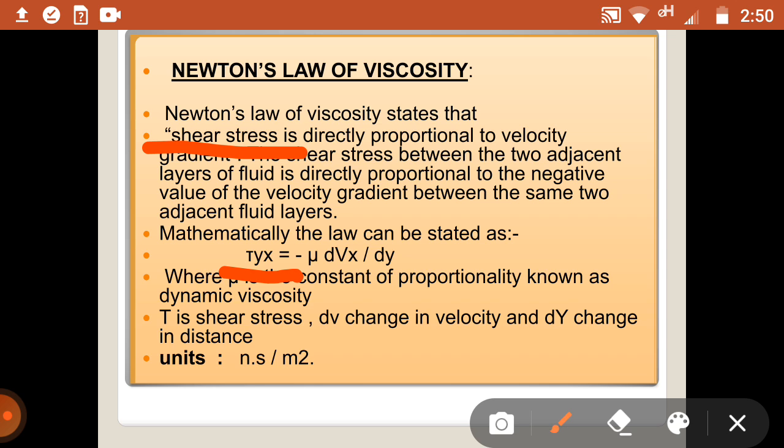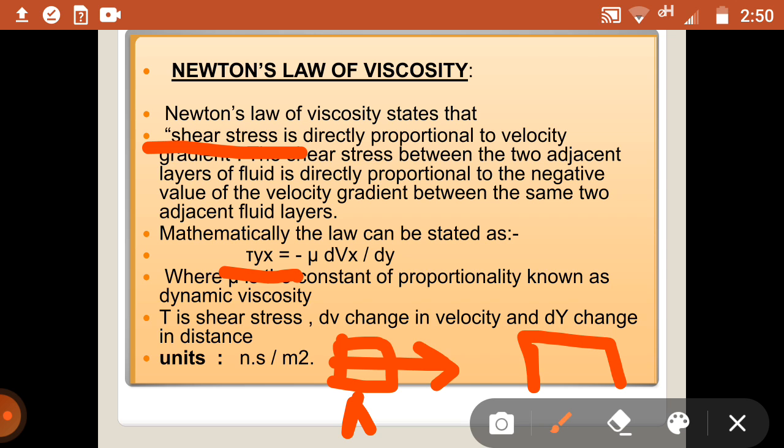That is understood when you are applying force to something. Suppose this is a piece of matter, sample A. You are applying a force on it, so from this place it shifts to this point. This is the displacement traveled by this object. So the change in velocity upon the change in distance is given by Newton's law of viscosity.